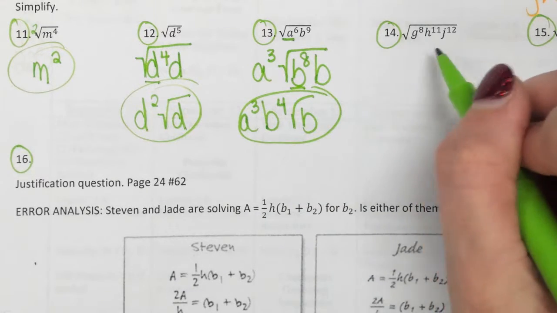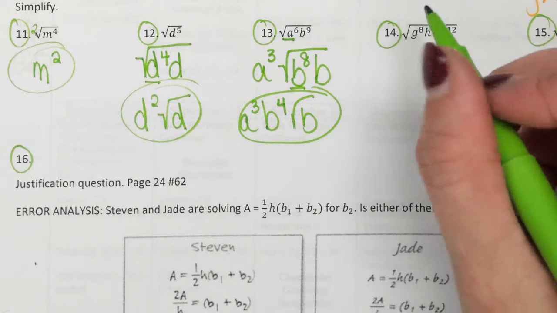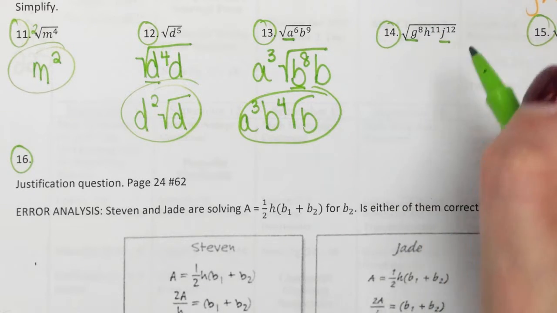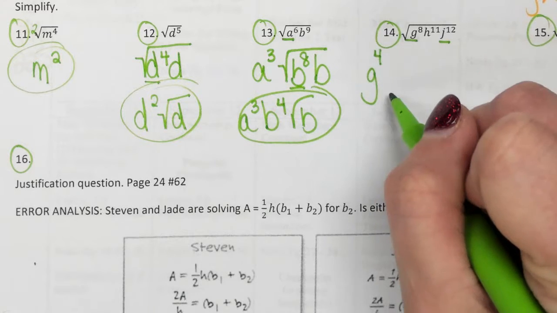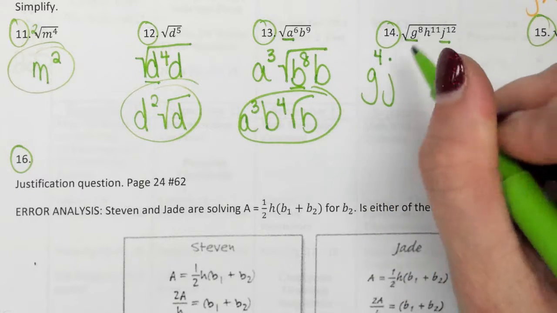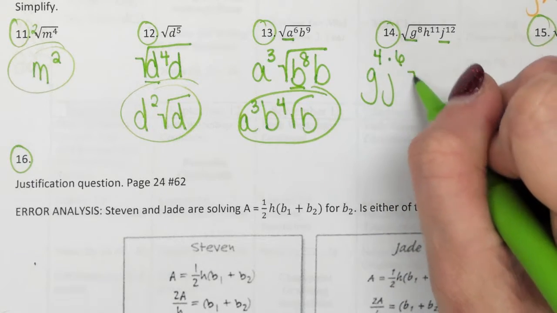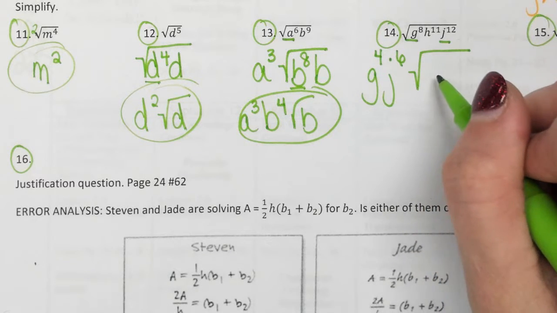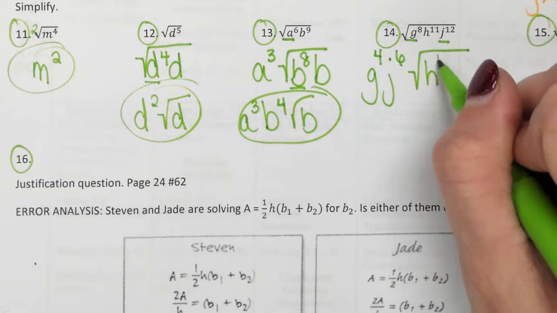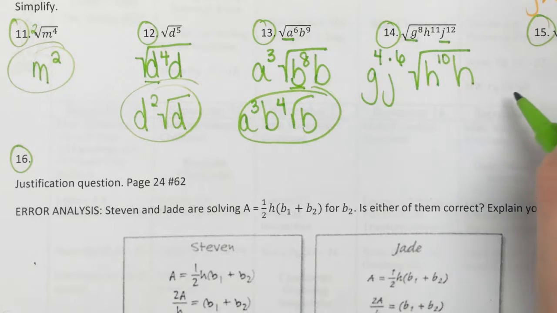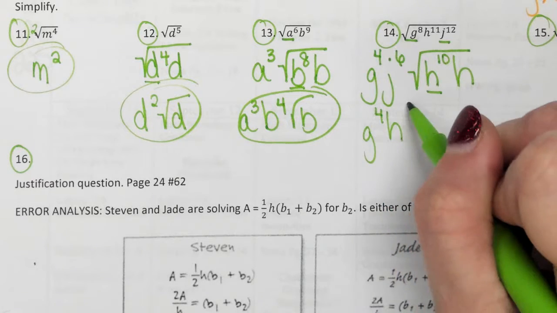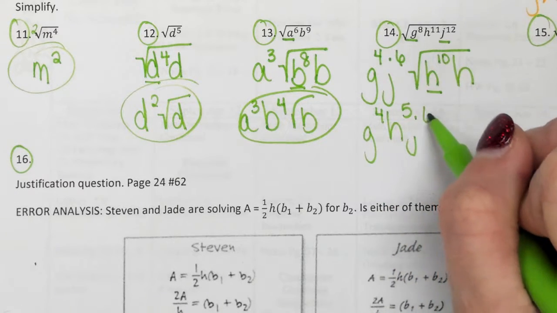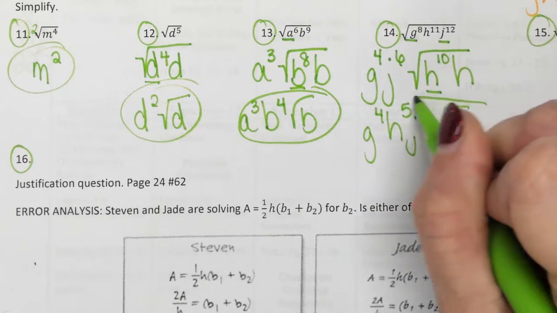All right, what about 14? Is there anything that I can go ahead and take out? G and J. Very good. So that would be G to the 4th and J to the 6th. But then I have to fix the H to the 11th. 10 and 1. Perfect. H to the 5th. Yeah. Perfect. I have to do them in alphabetical order, right?